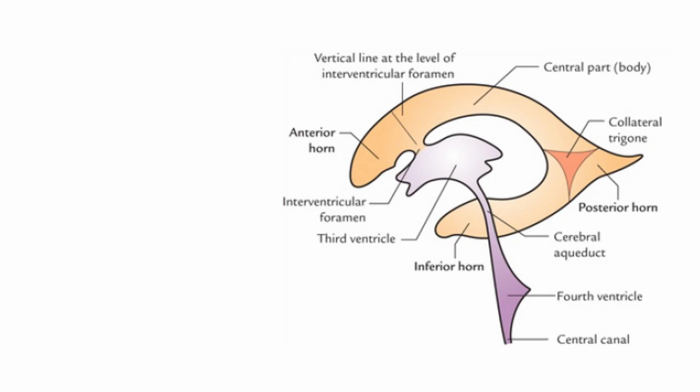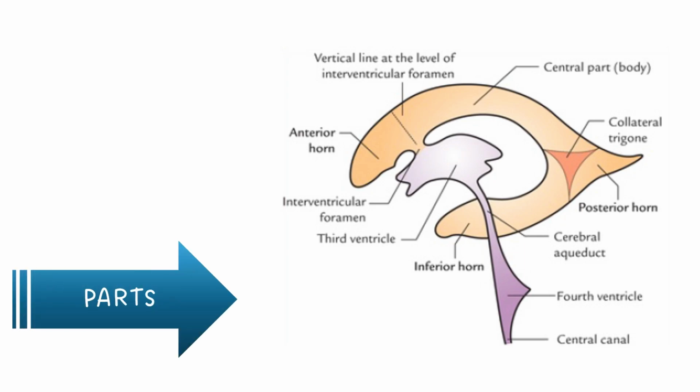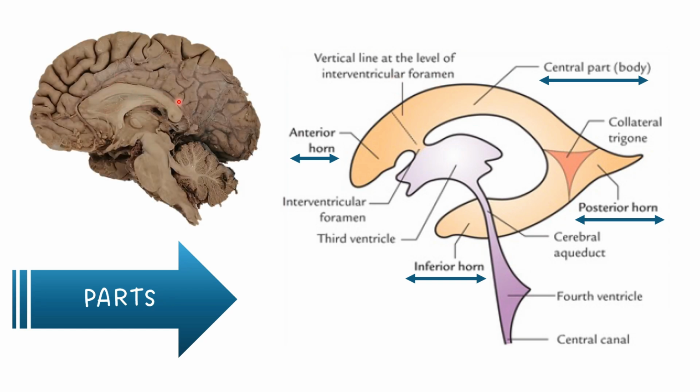For descriptive purposes, the lateral ventricle is divided into four parts: the anterior horn, the posterior horn, the inferior horn and the central part or body. The central part lies mostly within the parietal lobe and extends from the interventricular foramen in the front to the splenium of the corpus callosum behind. This is the interventricular foramen, from here to the splenium of the corpus callosum behind. This is the corpus callosum.